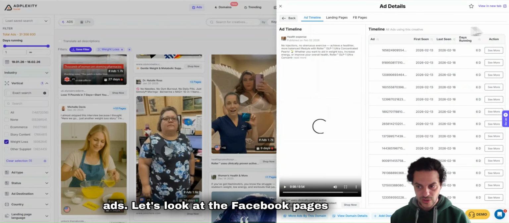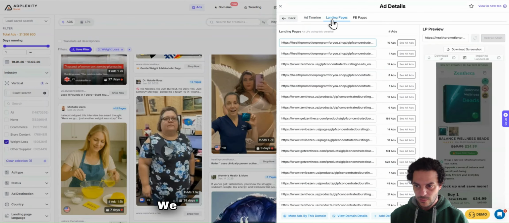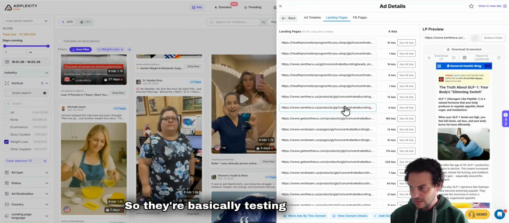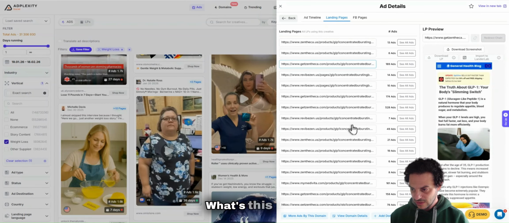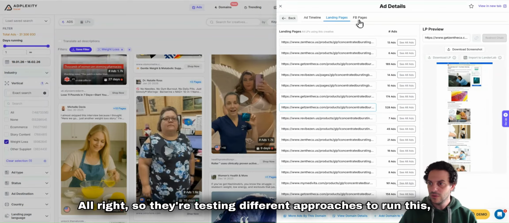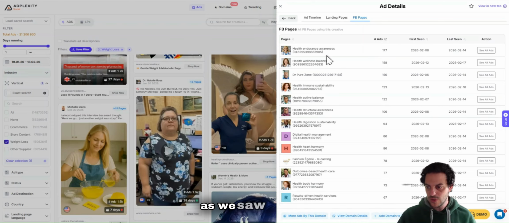Let's look at the Facebook pages running this. So we have all the ads, we have the landing pages here. Let's see which one, they have quite a lot. So they're basically testing different things, advertorials or product pages. This one has 528 ads. All right, so they're testing different approaches to run these, and they're running different Facebook pages as we saw before.